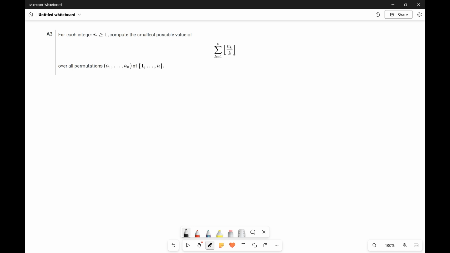In which case a1, a2 all the way to an is just 1, 2, 3, 4 all the way to n. Then the sum is clearly just 1 plus 1 plus all the way to plus 1, which is n. But it definitely feels like we can do better than that since there are so many other permutations which we haven't covered. So I'm going to go ahead and write it out for n equals 8 so that it's easier to describe the thought process.